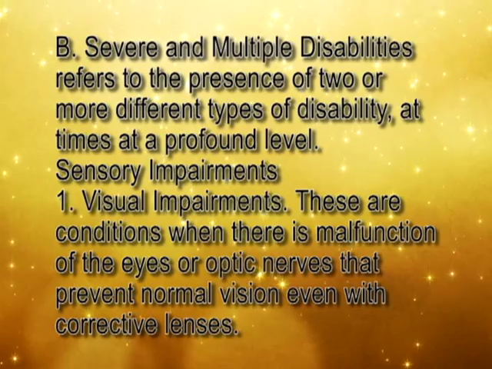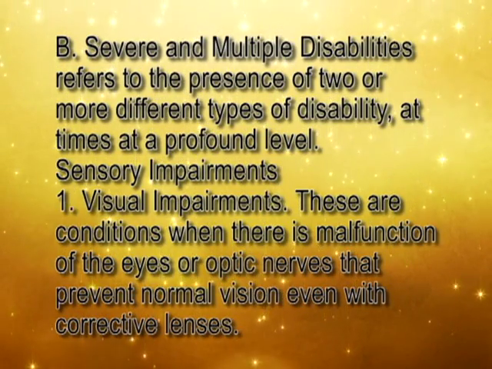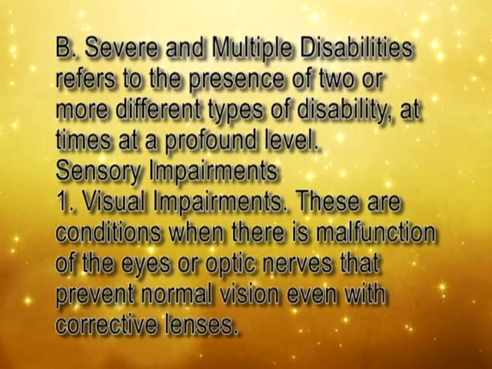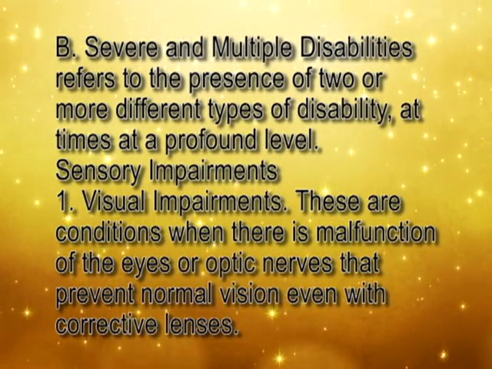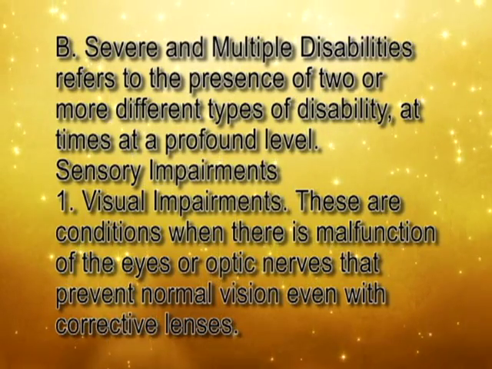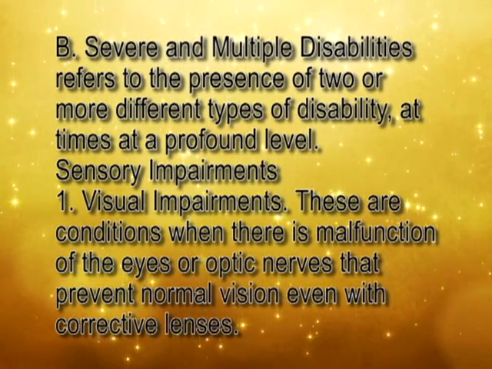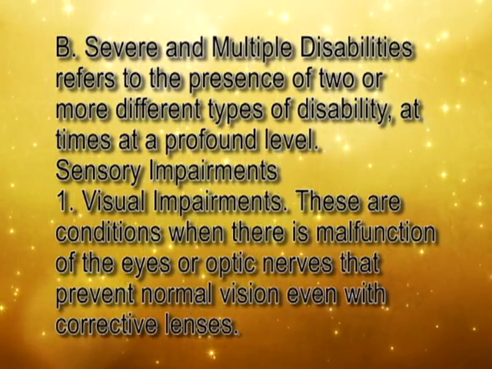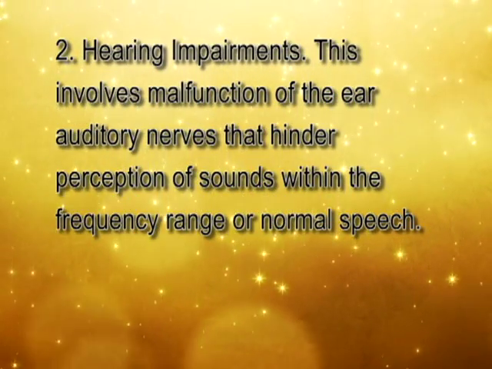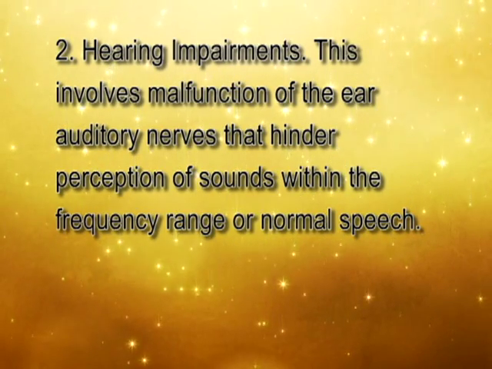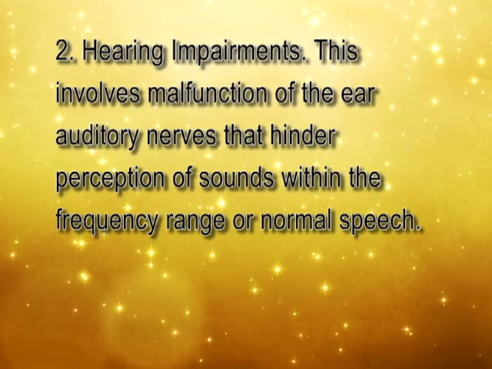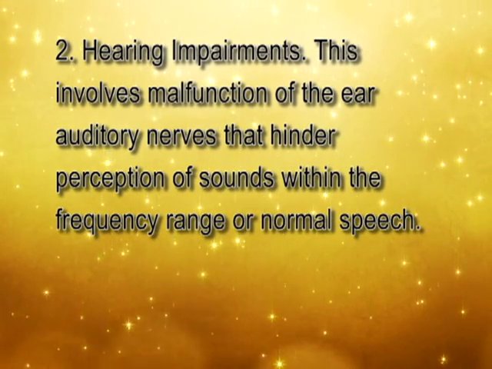Sensory impairments. First, visual impairments. These are conditions when there is a malfunction of the eyes or optic nerves that prevent normal vision even with corrective lenses. Second, hearing impairments. This involves malfunction of the ear or auditory nerves that hinder perception of sounds within the frequency range of normal speech.